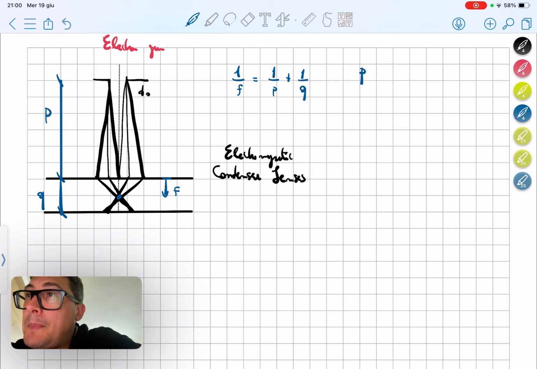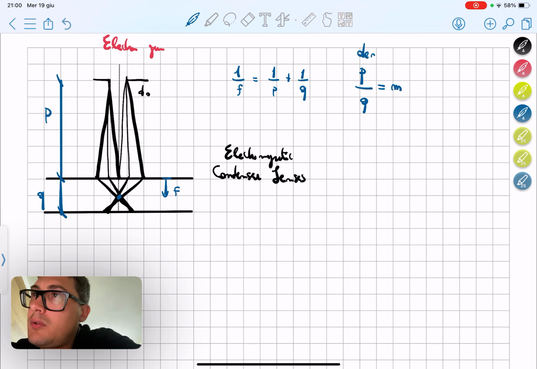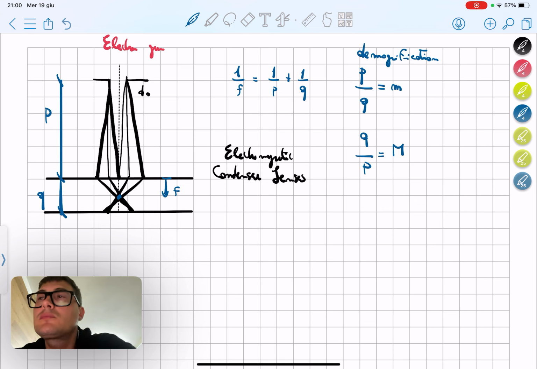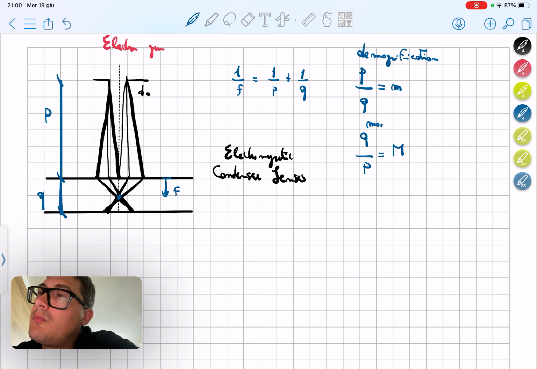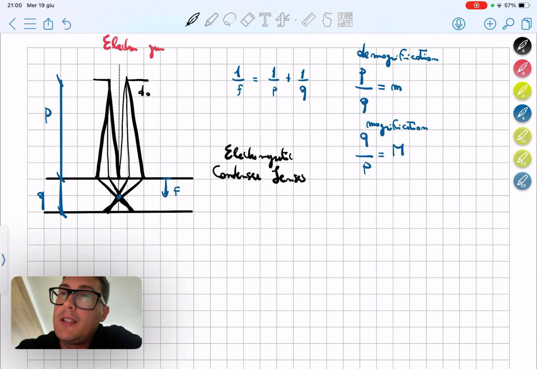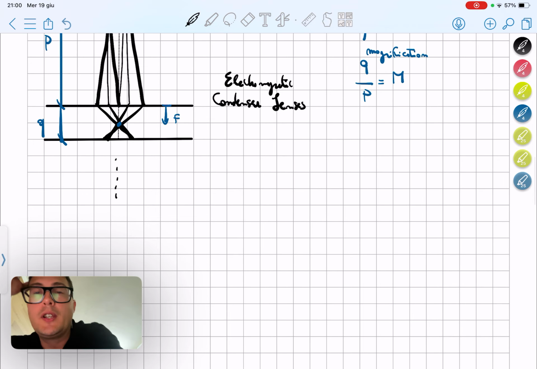We can also introduce P over Q, which is called demagnification. And on the contrary, Q over P is magnification. All right, we can discuss a little bit before continuing to see what happens below the electron column. Let's discuss a little bit about these condenser lenses.